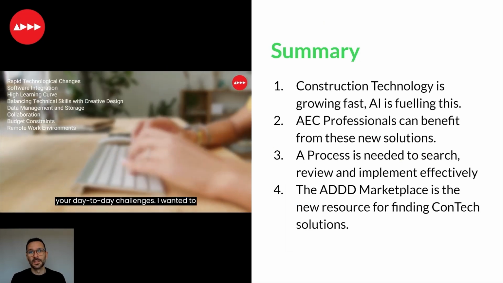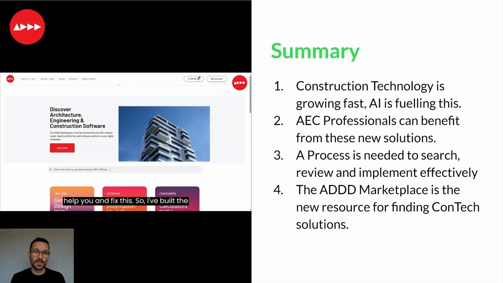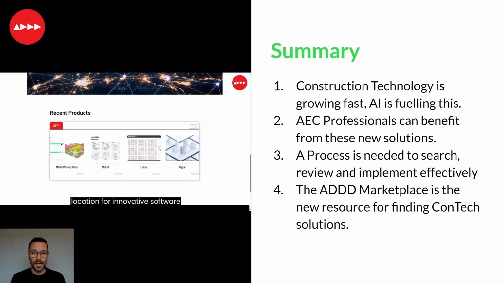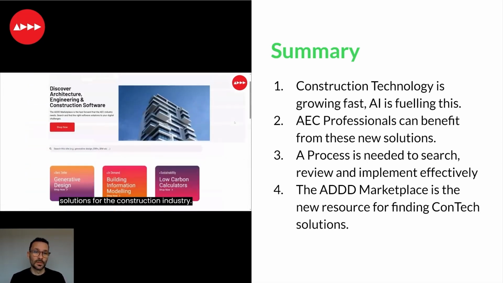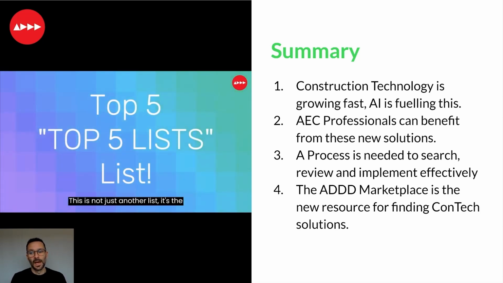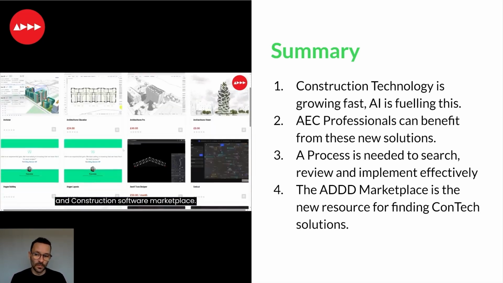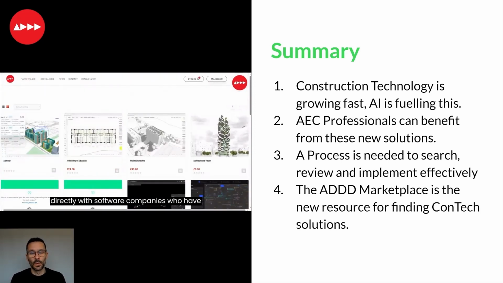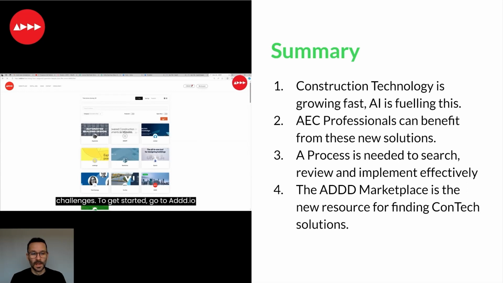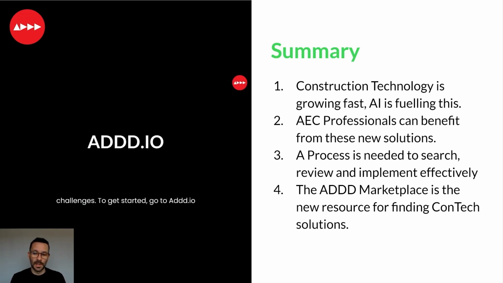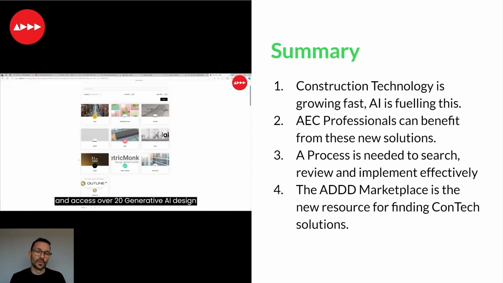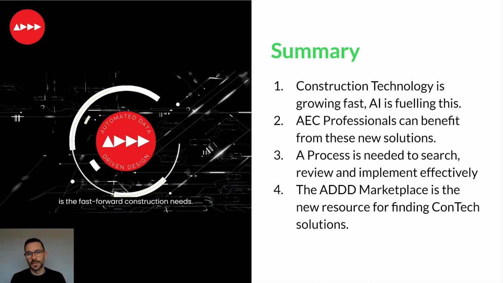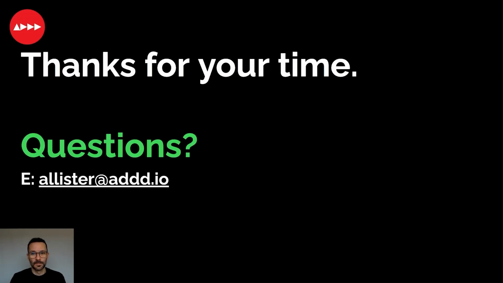So we know that construction technology is growing really fast. AI is fueling this. That's a really exciting area to be in at the moment. However, architecture, engineering and construction professionals can benefit from these new solutions, but they need to be able to search and find them in a really effective way. And a process is needed to perform that search, review, and implementation effectively. And we've built that out, and we know what it looks like. And we want to automate as much of that as possible. And the ad marketplace is the first step in finding those construction technology solutions, and that's out there, it's live. Please go to ad.io, test this out, and give us feedback on this.